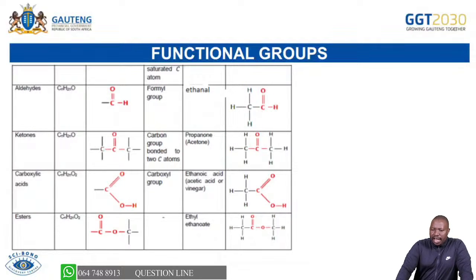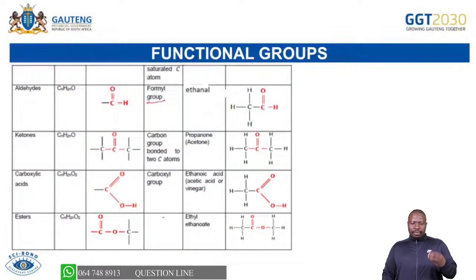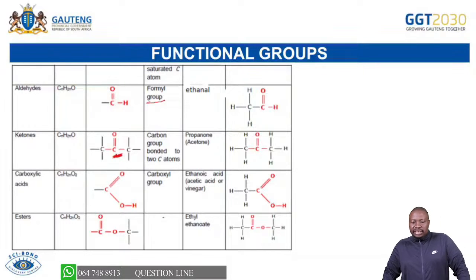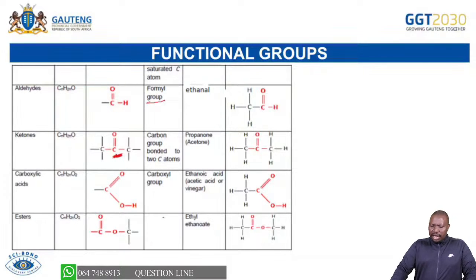And now for aldehydes, it is carbon, C double bond O and an H, and that is called formyl group. Formyl group is for aldehydes. And for ketones, this is called a carbonyl group. And then you are having carboxyl group for carboxylic acid. And then you are having there your ester that is given.